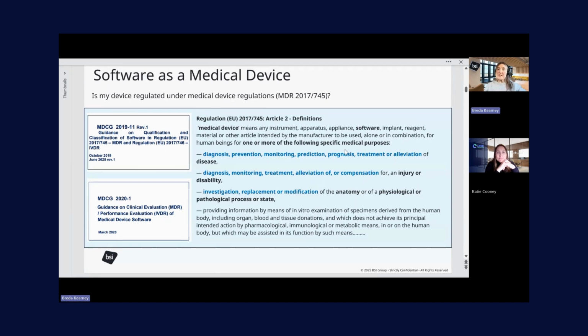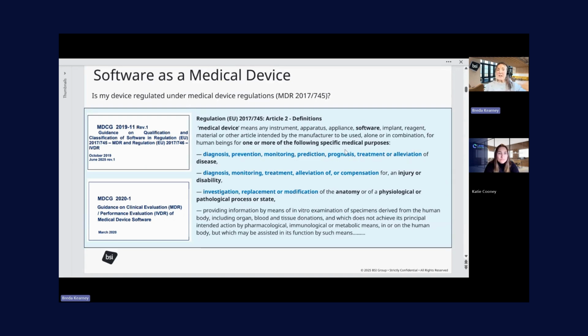And both of these guidances go through the steps for how you determine how you regulate your software as a medical device. So do you require a standalone clinical evaluation, or do you require a clinical evaluation in combination with another type of device? It's always worth having a look at those guidance documents first to find out where your device actually sits.